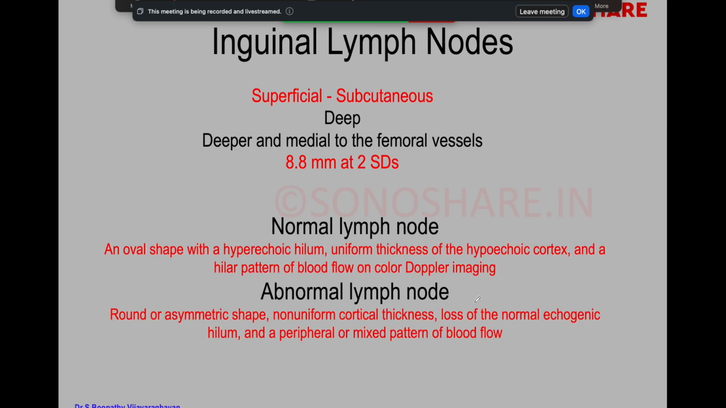Abnormal lymph nodes will be round or asymmetric in shape, with non-uniform cortical thickness, loss of normal echogenic hilum, and a peripheral or mixed pattern of blood flow. These are the features of abnormal lymph node.